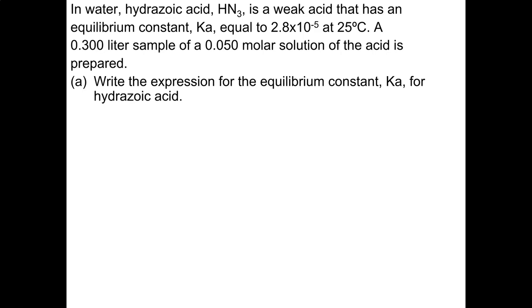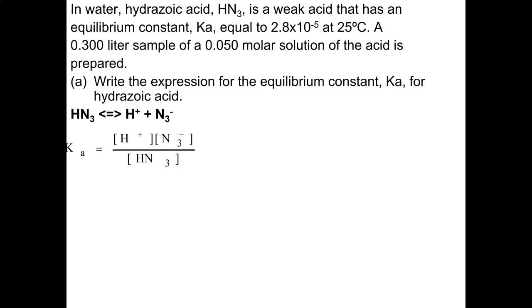So first thing you're going to do is write the expression, so just products over reactants. We're going to write the reaction out, just dissociate it. You could also just write HN3 plus H2O produces H3O plus N3 minus. Either one's fine. So here's your expression. That's all you have to do for that.